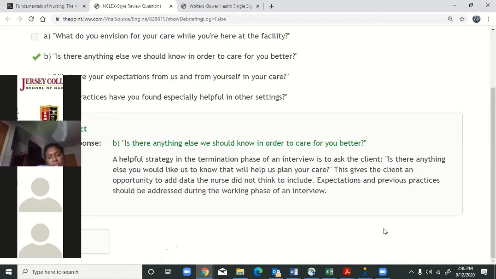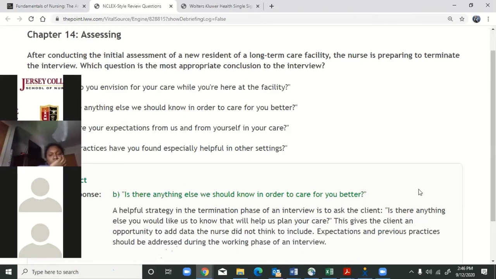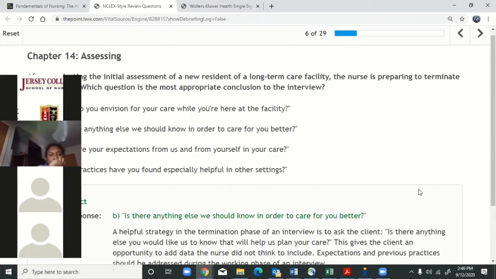And this is part of the terminal phase, okay? So the reason why the expectations and previous practices wouldn't be included in this is because they are actually part of the working phase. That's another rationale why it's not part of this answer, okay? We do like to ask a lot of questions about the interview phases, so I would definitely know the initial phase, the working phase, the termination phase. NCLEX loves to test on those also.